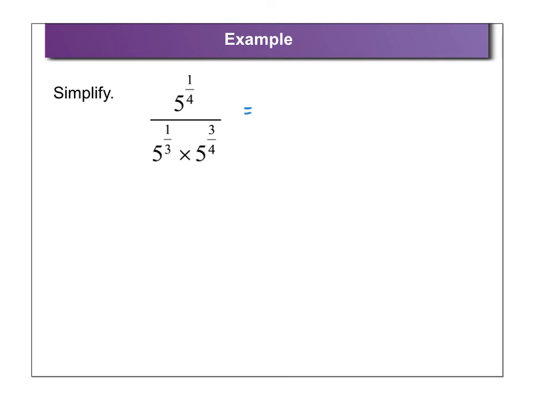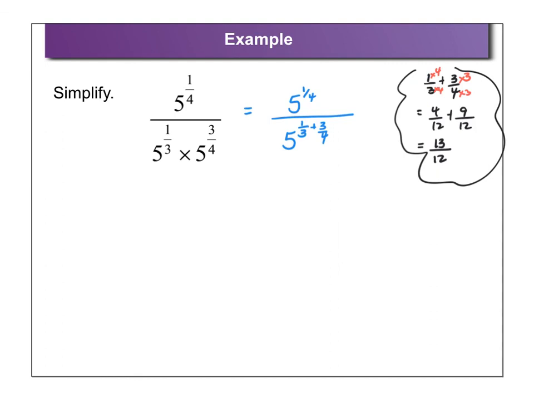So I'm going to rewrite my numerator as it is, 5 to the 1/4, and I notice that in my denominator I am multiplying powers that have the same base. Whenever we do that, we are able to add our exponents. So our new exponent is going to be 1/3 plus 3/4. Just for the sake of efficiency, I've done the addition of our fractional exponents over here, finding a common denominator to begin.